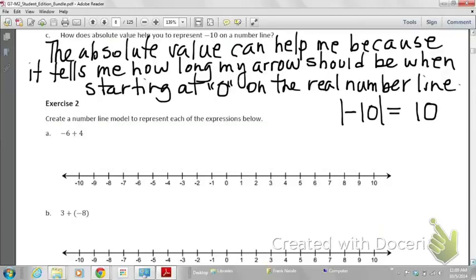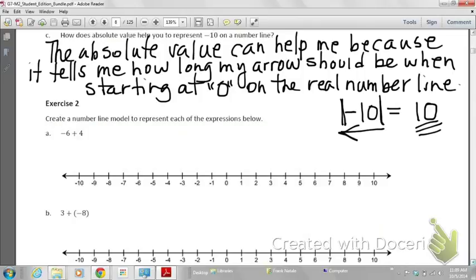Okay, let's see how yours compares to mine. I wrote here: the absolute value can help me because it tells me how long my arrow should be when starting at 0 on the real number line. The absolute value of -10 is 10, so I know I have to move 10. And the idea that it is -10 tells me I am moving to the left.